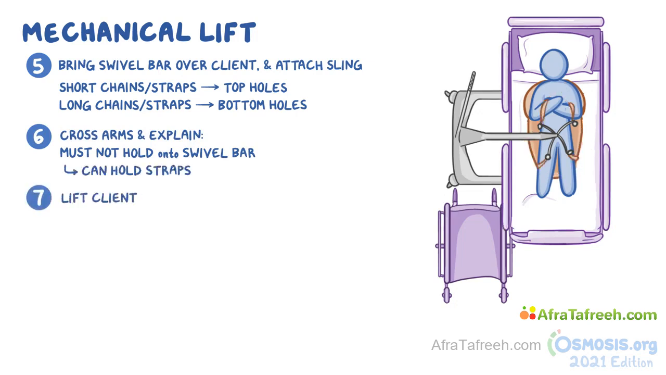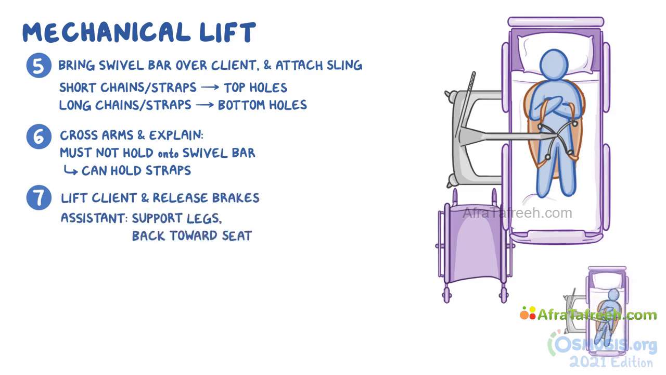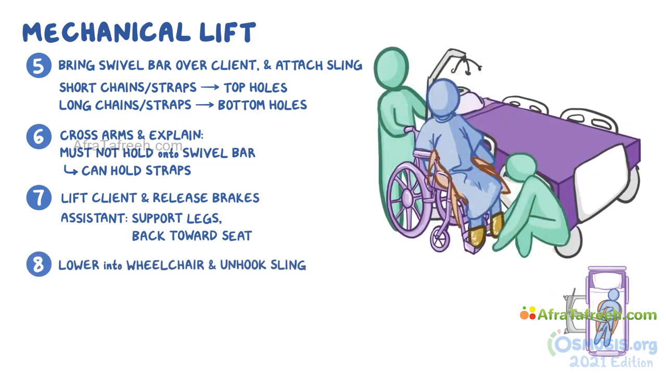Lift the client off the bed and release the brakes. During the transfer, your assistant should support the person's legs. As you move, the client's back should be toward the seat. Finally, lower the client into the wheelchair and unhook the sling.